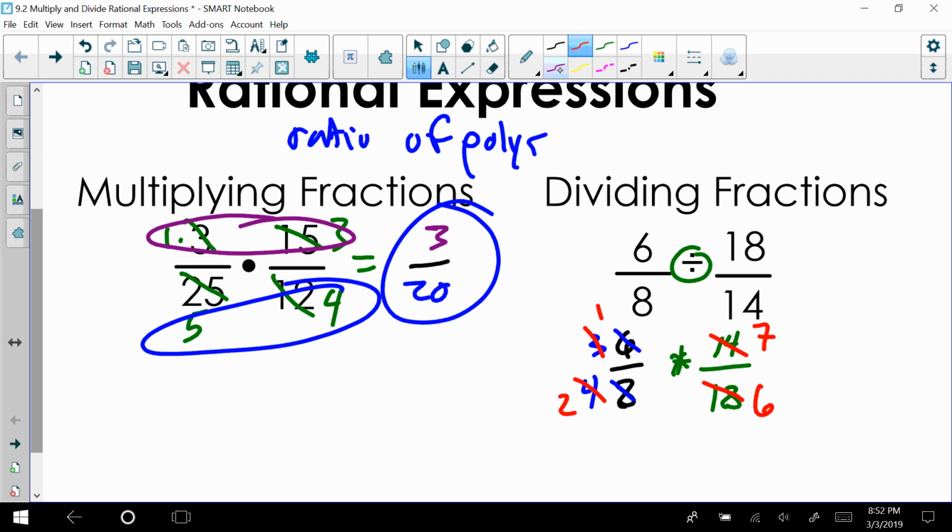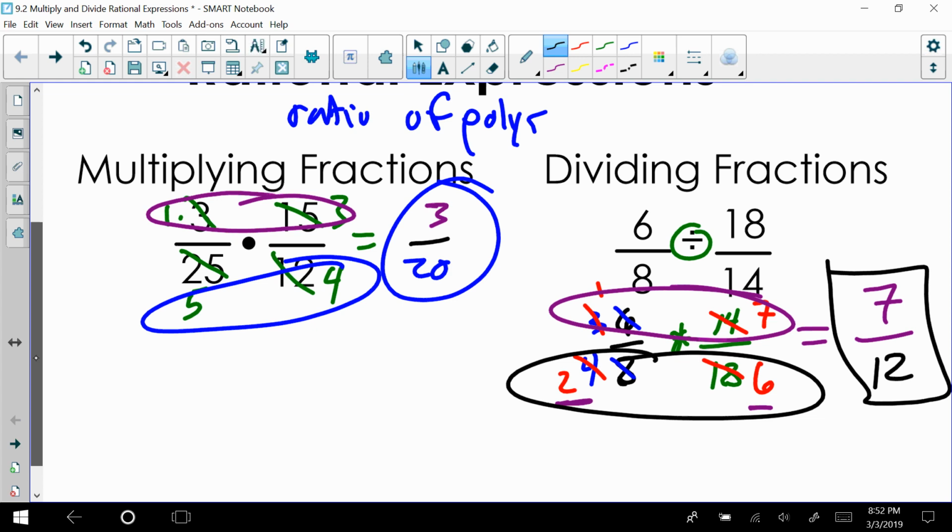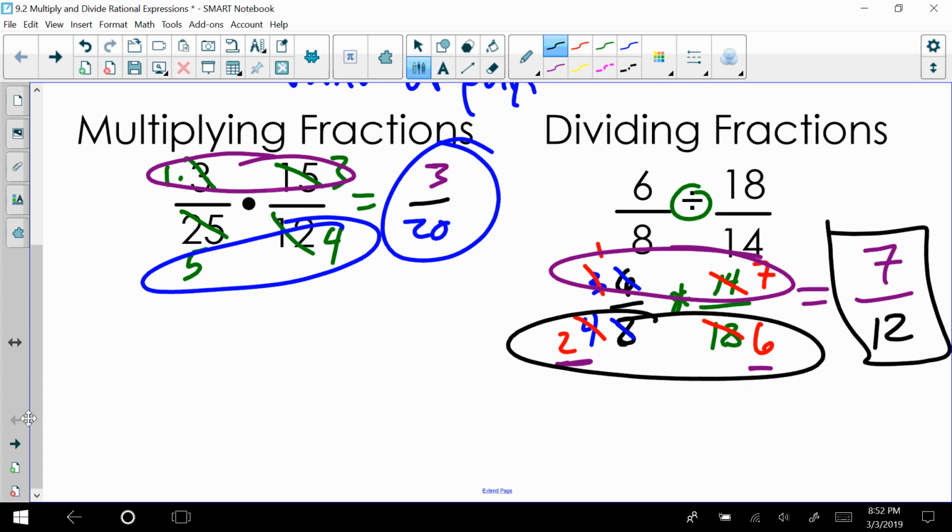Anything else? Do not make this mistake now: 2 and 6, I can't do that. They're on the same level. You can't ever cancel things on the same level, which means I'm just stuck. Take the top: 1 times 7 is 7. Now the bottom is 12. We can final check it: does 7/12 simplify? No. This is stuff that you've done before with numbers. All I'm going to do now is that same stuff, but with polynomials.